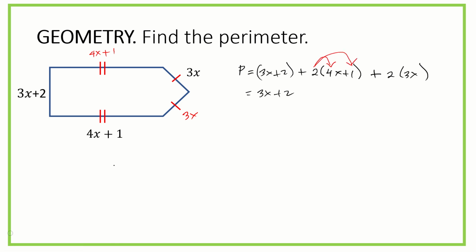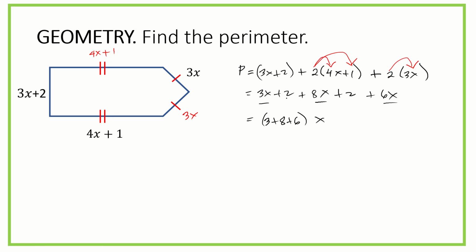2 times 4x is 8x. 2 times 1 is 2. And then, for our last term, 2 times 3x, that would be 6x. Then we combine the like terms, 3x, 8x, and 6x, they have the same literal coefficient x. So that means 3 plus 8 plus 6.